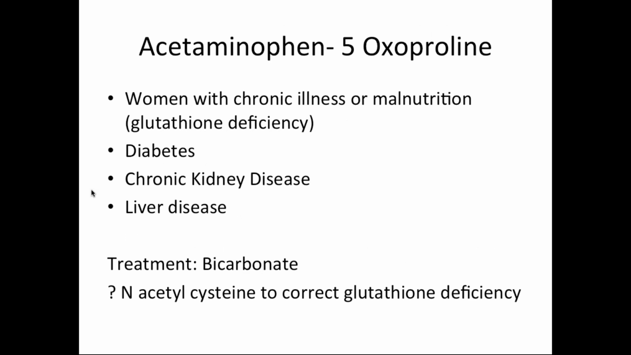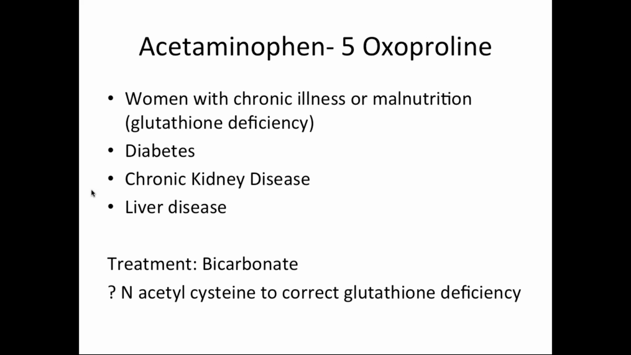Another cause of a high anion gap acidosis is 5-oxoproline, which acetaminophen, paracetamol, can generate. It's usually seen in patients who have glutathione deficiencies, so women with chronic illness, malnutrition, or those who have diabetes, chronic kidney disease, and liver disease. The glutathione deficiency causes the accumulation of the 5-oxoproline.